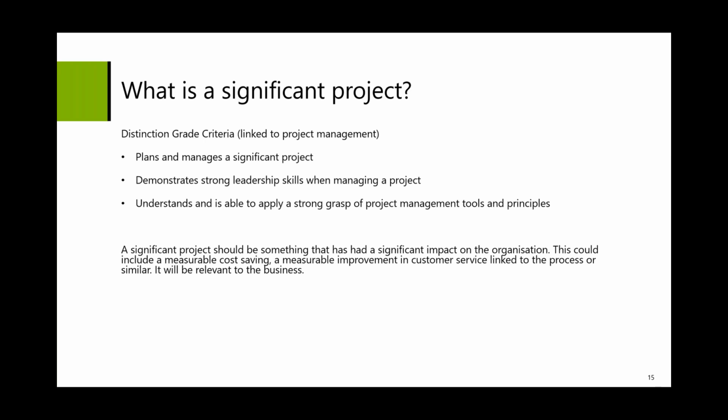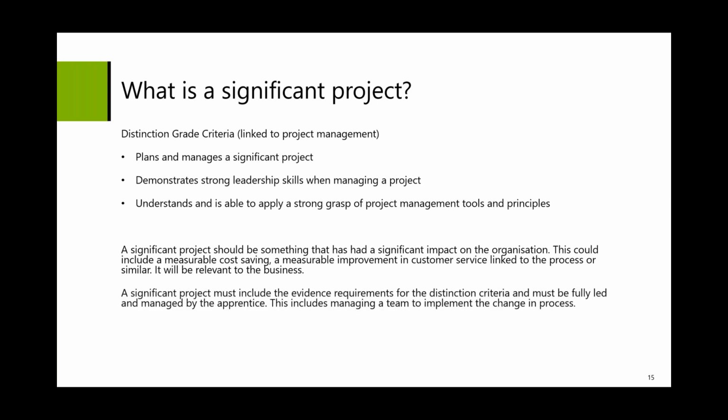A larger company with a more measurable, tangible output, then we would expect a larger, significant project. We will make it relevant to the business, however, it must cover the grade criteria. And a significant project should be measurable. The significant project must include all the evidence requirements as stated, which can be found in the EPAP, currently the additional resources, and must be fully led and managed by the apprentice.